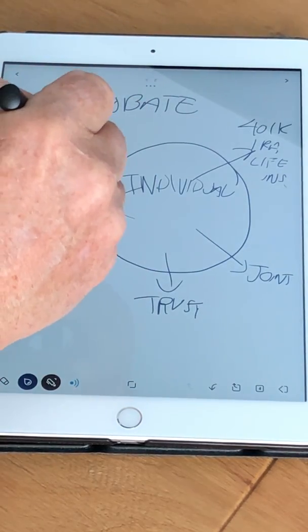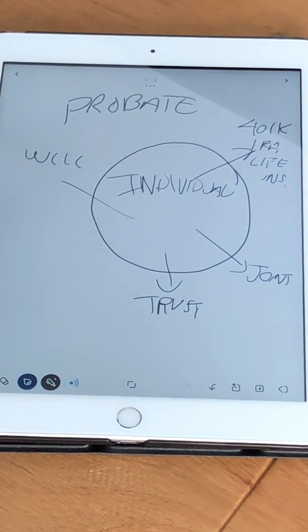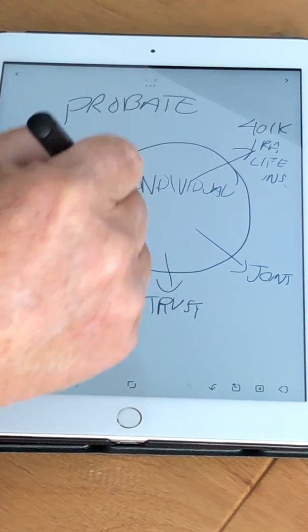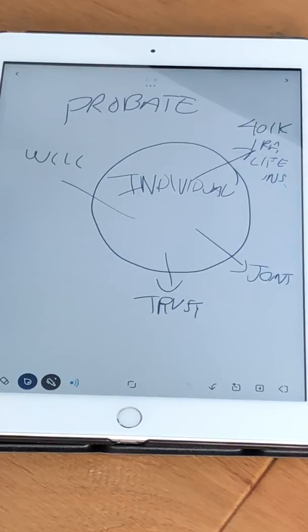And how that works is it's controlled by the will. So those assets that are in this bucket that's remaining, those are the assets that in essence would be required in order to probate the will, and the will would then control.